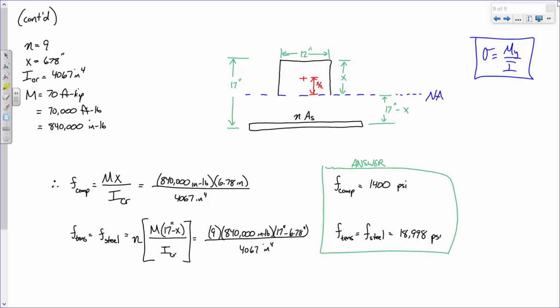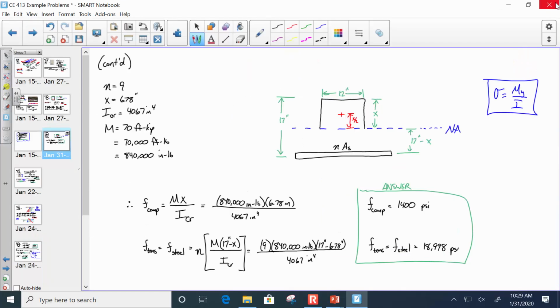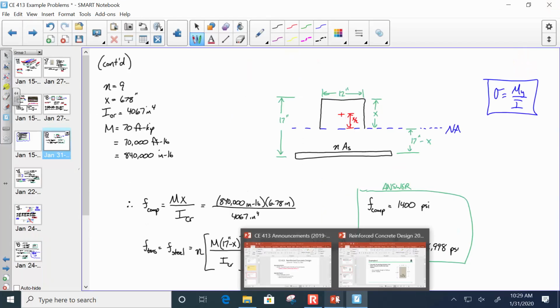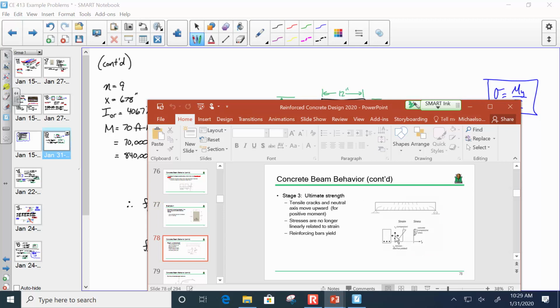Does that make sense? All right, but before I move on, any questions? Okay, let's talk about that then. Let's talk about how much load a given concrete beam can experience before it fails.